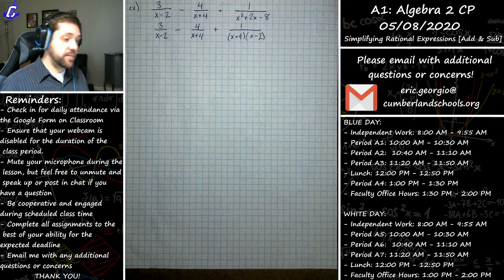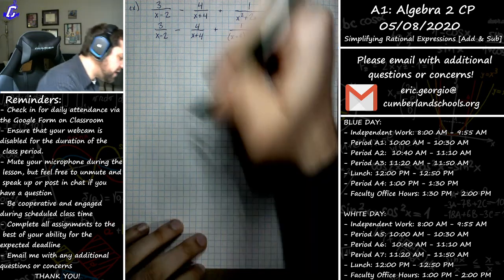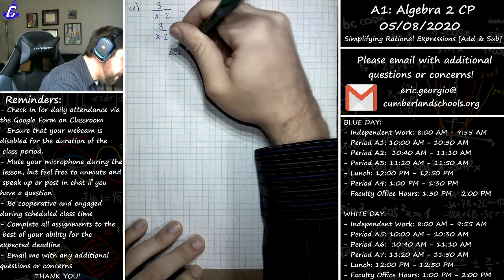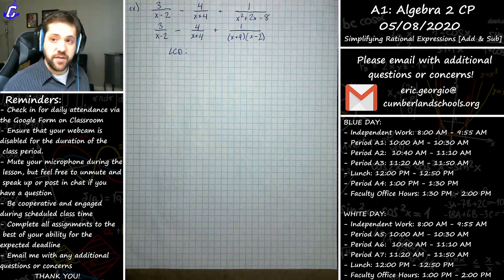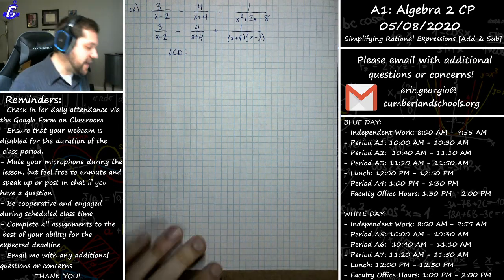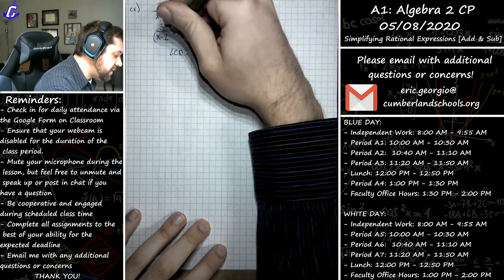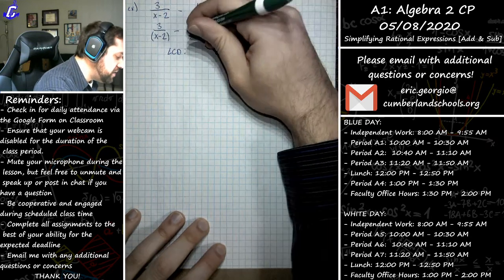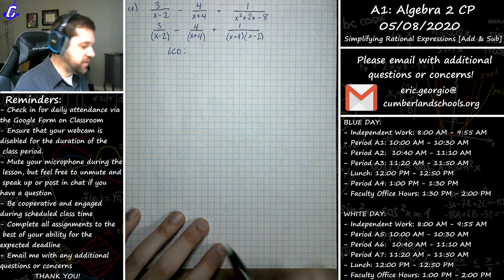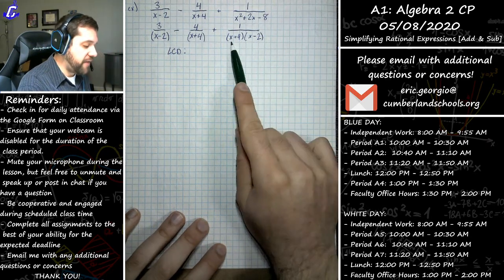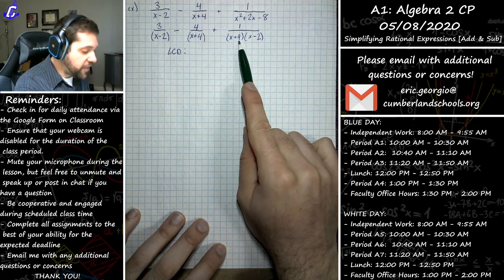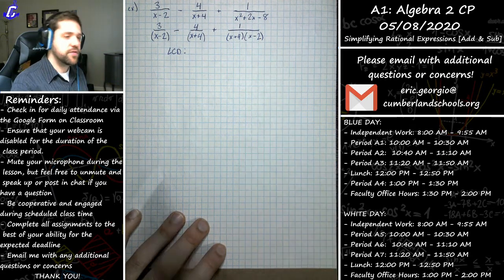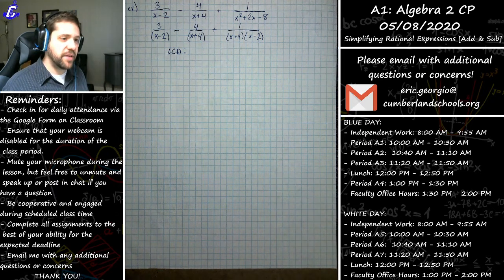Now the question becomes, I would like to combine all those things together. I would love to stick them together, but how the heck can I do that? I can't right now because the denominators are all different, but I can find a least common denominator. This denominator has a factor of x minus 2. This denominator has a factor of x plus 4. And this denominator has a factor of x plus 4 along with a factor of x minus 2. So what needs to be in my denominator to make everything happy?